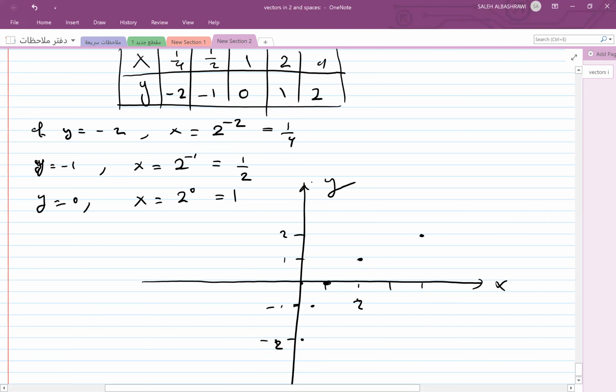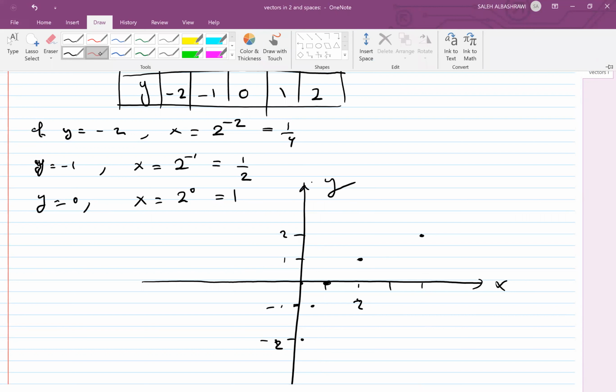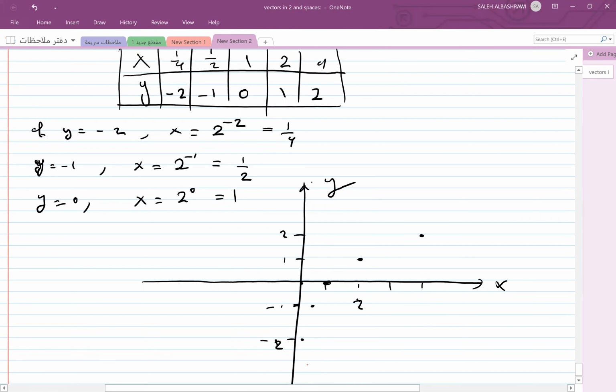So the graph is taking this curve. This is the function x equal to 2 to power y, or we can say it is y equal to log 2 of x.